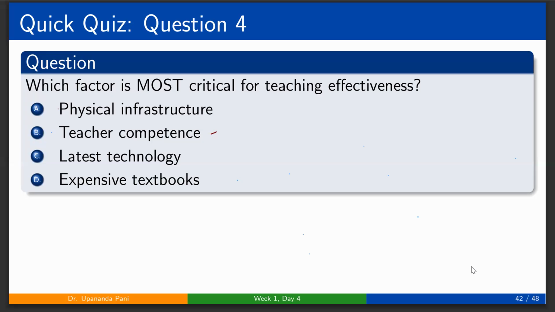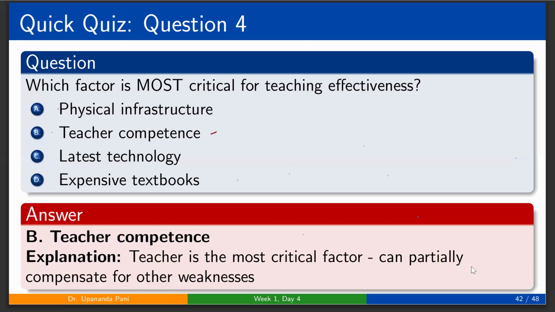I don't see any answer so far. Chinmay. Is there any problem with the question? Madhusudha? Sir, answer is B, sir. Okay, you are not able to write in the chat box? Sir, I repeatedly wrote it 3 times. Okay, very good. Maybe it is not visible to me. That is the reason. Answer is B, teacher competence.